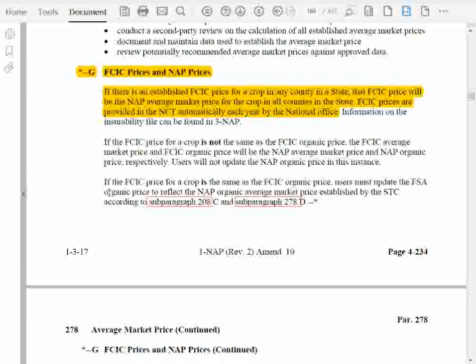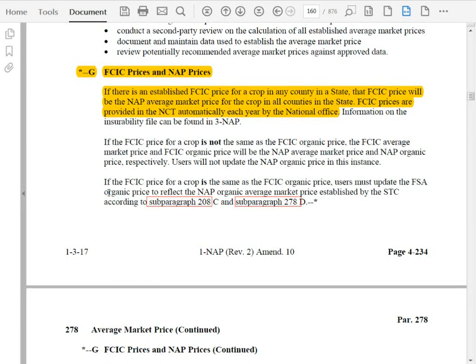In any case where a crop is insurable in any part of the state and crop insurance has a price set for that crop, that price needs to be the price applied to the entire state for that crop.